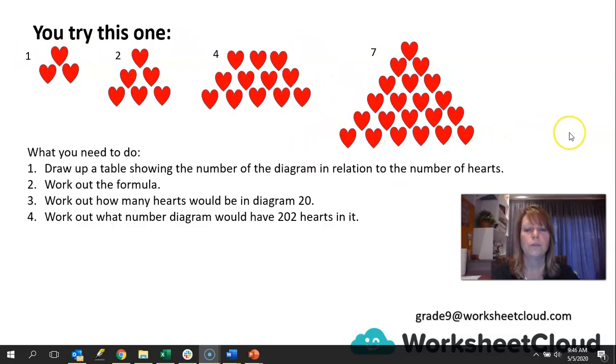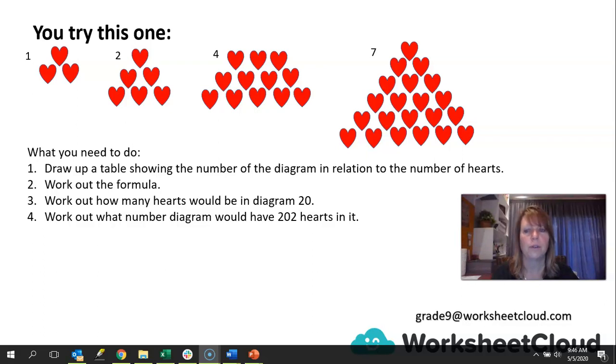Okay, so first of all you need to draw up the table showing the number of the diagram in relation to the number of hearts. After that, you need to work out the formula. Then you need to work out how many hearts would be in diagram number 20. And you need to work out what number the diagram would be if you have 202 hearts. Okay, pause the video. You go over this on your own. You try and work it out from beginning to end, and then we'll go over it together.